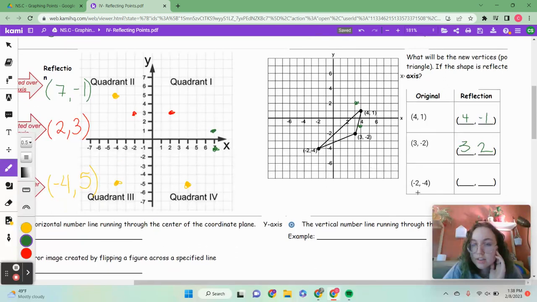And then I'm at (-2, -4). Now I reflect over the x-axis. From the x-axis, I go down 4, so from that same point on the x-axis, I can go up 4. This is (-2, +4). And I've just reflected that entire triangle across the x-axis. We call these congruent triangles. It's a little sloppy, but it's been reflected.